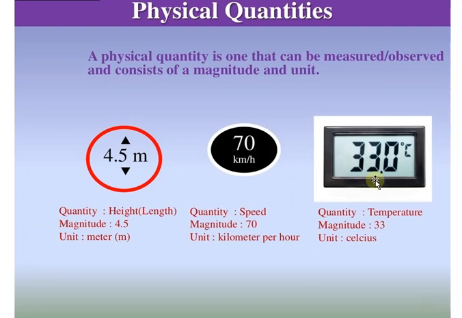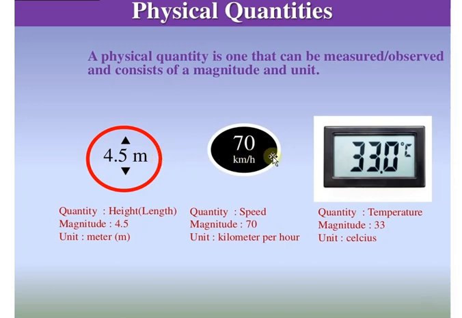In the previous classes you have already discussed physical quantities. What are physical quantities? All those quantities which can be measured or observed are said to be physical quantities. They consist of magnitude as well as unit. For example, 4.5 meter. This is the quantity height or simply the length. 4.5 is the magnitude and meter is the unit. It is a physical quantity, a numerical value along with a unit.